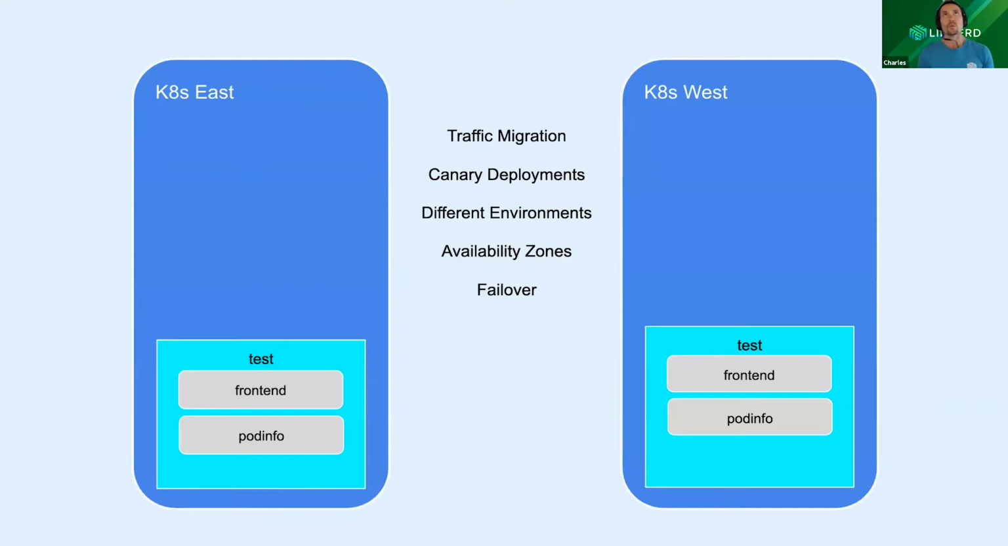So when we were designing the multi-cluster implementation, we talked with a lot of our users, our community, and companies using Linkerd, and they asked us, do you support multi-cluster? And we said no, but if we did, what would you use it for? And these are some of the answers that we got back. We got traffic migration, which leads into things like canary deployments, blue-green deployments, and being able to use different environments like production, stage and testing. And that also means there's the ability to use different availability zones.